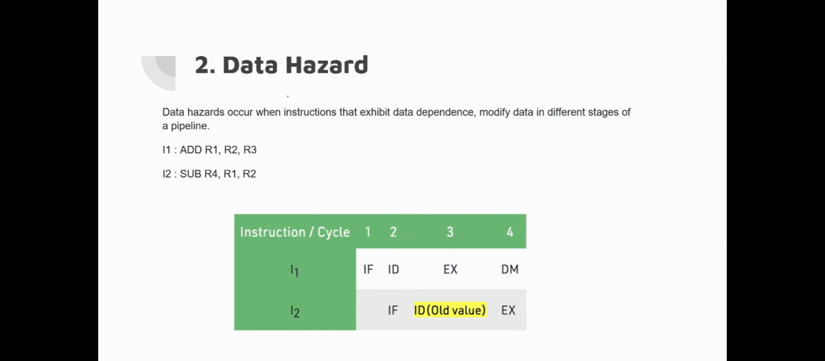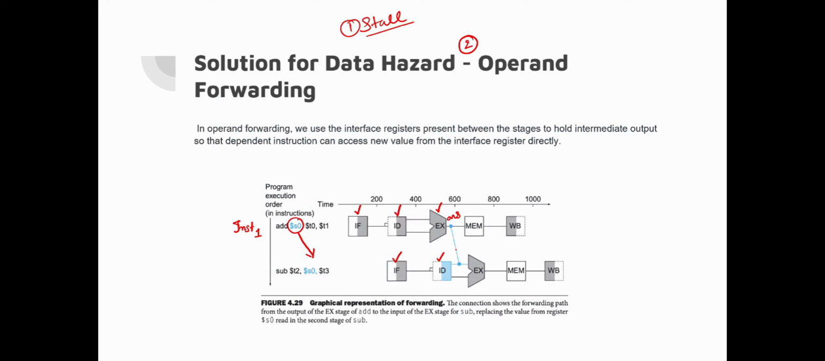Second one is data hazard. A data hazard mainly occurs when one instruction depends on the result of the previous instruction. If that result is not ready, a data hazard occurs. The solution of the data hazard is forwarding the operand. That means passing the result directly from the EX or MEM stages, or using stalling, which inserts a delay cycle.